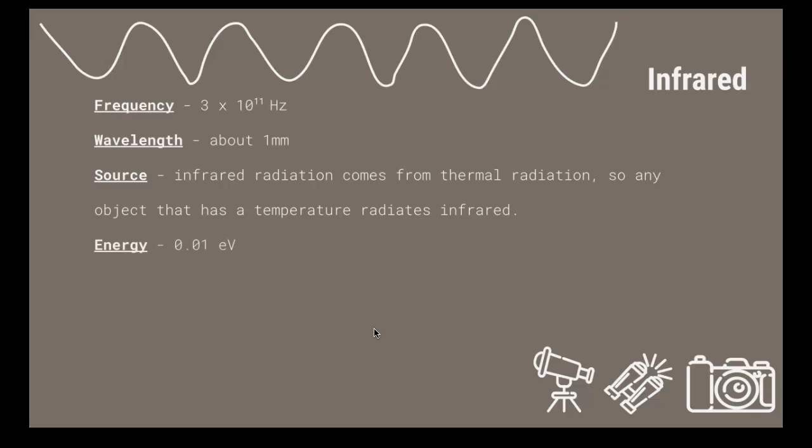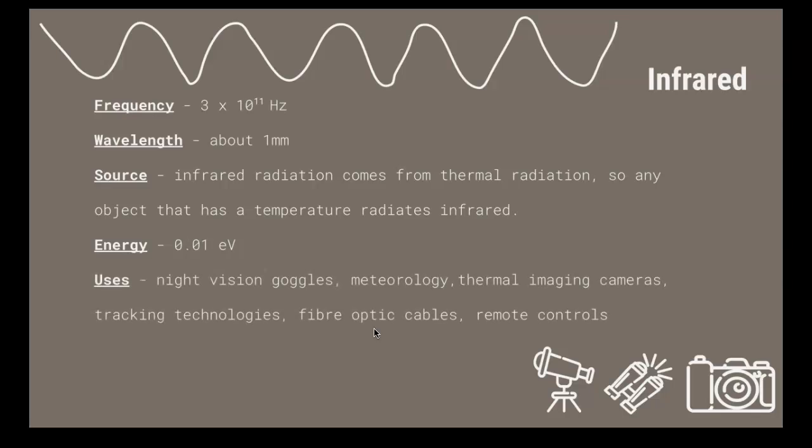That's why if you use an infrared camera, you can see the different colors. This energy is a little bit higher, but still not super, super high. You use it for night vision goggles, meteorology, or thermal imaging cameras. You can use it to track animals and stuff like that. We use it in fiber optic cables, and also if you're turning on your TV with your remote, it usually uses infrared as well.